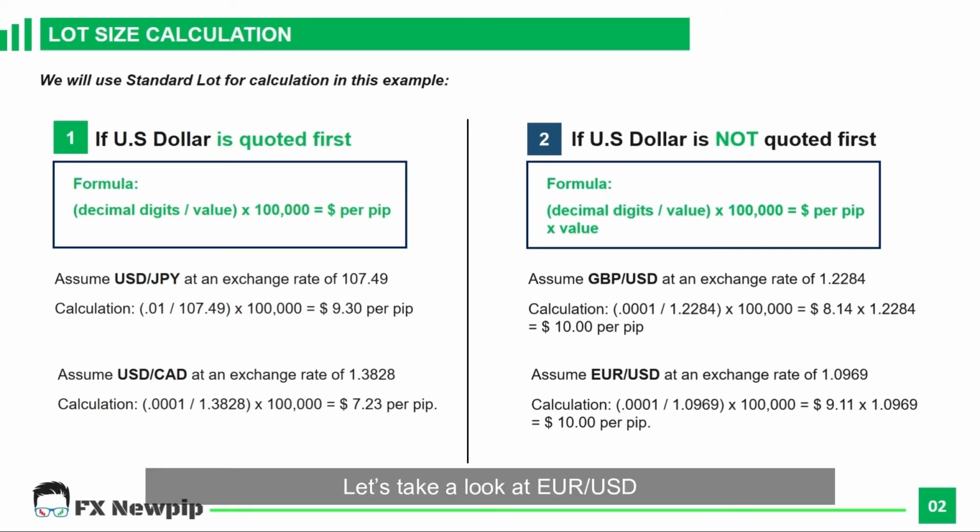Let's take a look at EUR/USD. Assume it is at an exchange rate of 1.0969, and we will take 0.0001 divided by 1.0969 and times 100,000, which is equivalent to $9.11, and times 1.0969, which is the value that will bring us a total of $10 per pip.